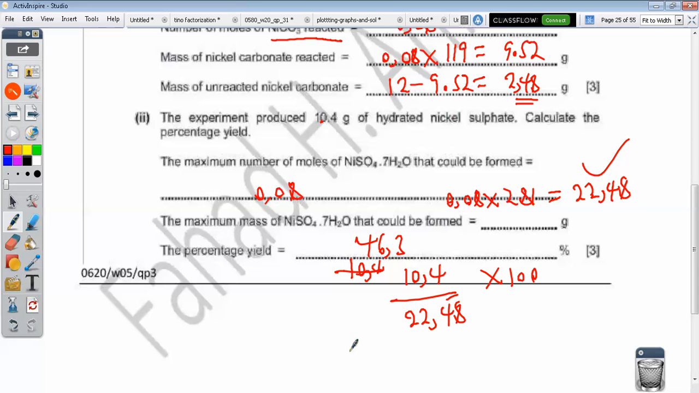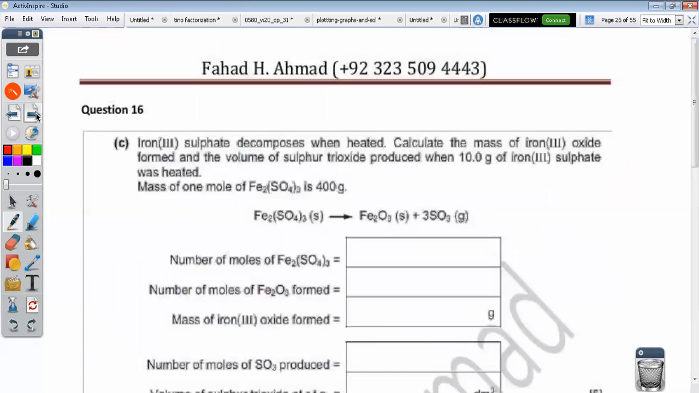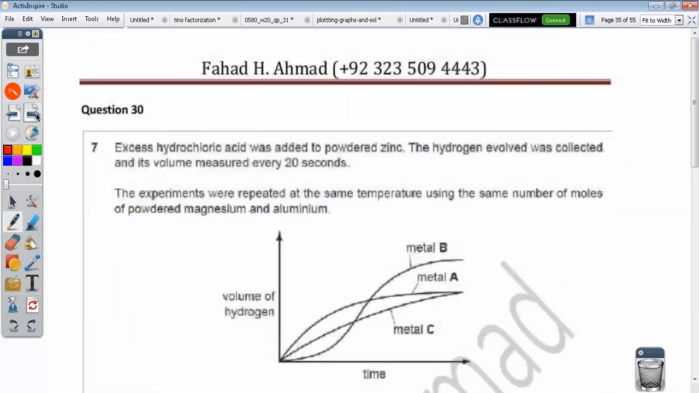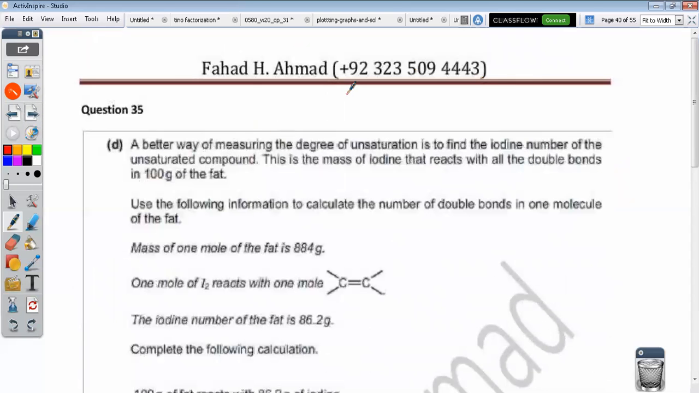So it means I can send you this paper. It's a nice one. It has many questions, huh? See, up to 55 pages. It's cool, huh? So I'll send you this. I think let's stop it there.